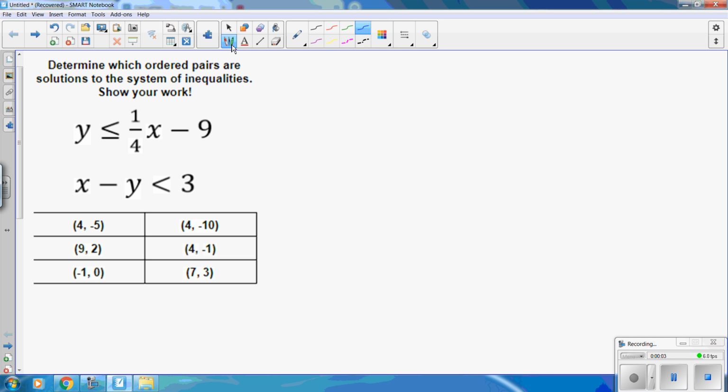Okay, so let's check for -5 right now. We're going to plug -5 in for y. We're going to plug 4 in for x. So if we plug 4 in for x, 4 times 1 is 4, divided by 4 is 1, and then minus 9. So we have 1 minus 9, which is -8. -5 is not less than -8, so it doesn't work here.